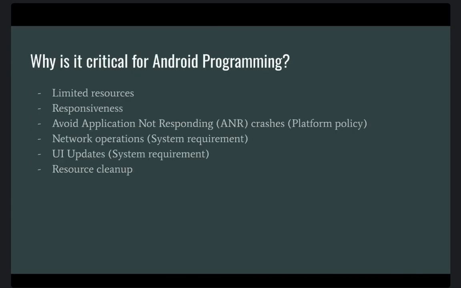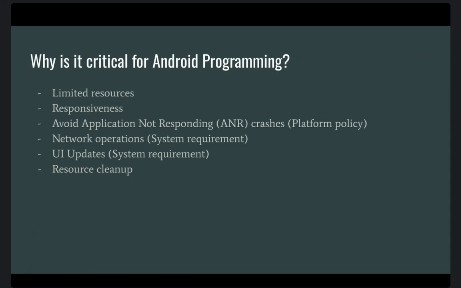So this was the very general benefit of asynchronous programming, but why is it more critical for Android programming? Because Android, being a mobile platform, has very limited resources, so efficient resource management is required. Then responsiveness, which is related to the first one. Since there are limited resources, we need to make sure that when we are making many network calls, the app is still responsive and the user can scroll it or even see the spinner going on as well. Then avoiding application not responding crashes. There is a platform policy that if any operation takes far too long to finish on the main thread on Android, it will crash with an application not responding error.